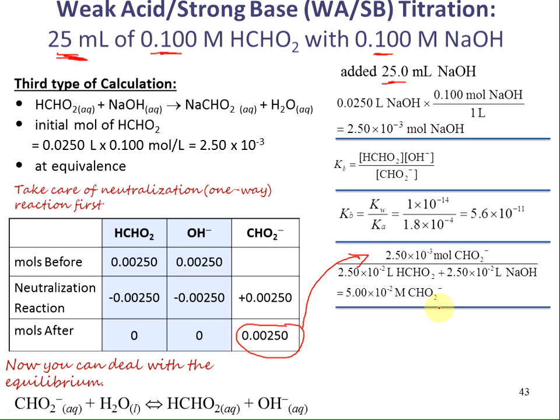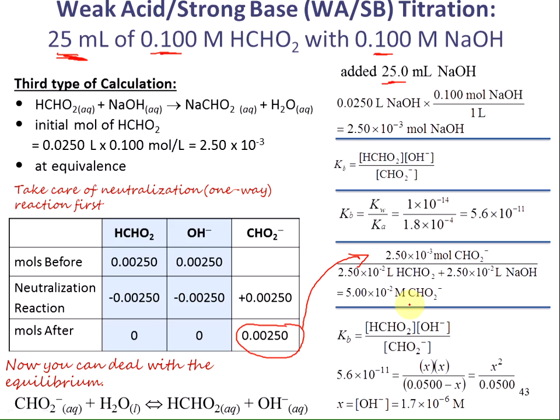So my concentration of formate at the equivalence point is 5 times 10 to the minus 2 molar formate ion. I substitute in my initial concentration of the formate ion, and notice how this looks very similar to my type 1 calculation. In type 1 I was working with Ka and I only had the weak acid in solution, but at the equivalence point I only have the formate ion in solution, so I have to deal with the Kb. My Kb equals x squared over 0.05, because here I've done a simplification, and that x represents my hydroxide concentration.